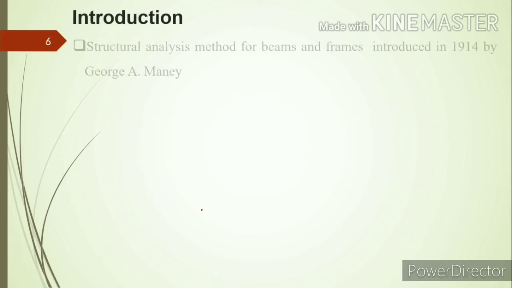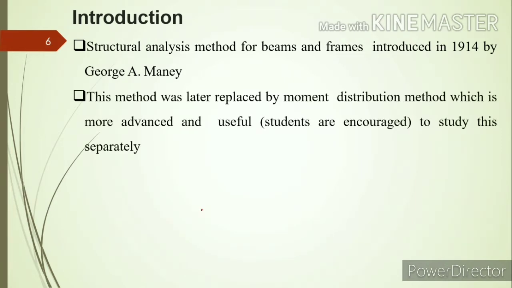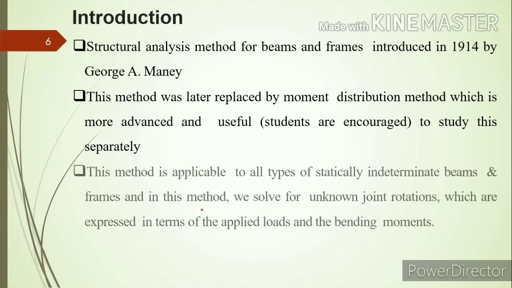The first, introduction. The slope deflection method is a structural analysis method, that is a displacement method of structural analysis, which is used to analyze indeterminate beams and frames, introduced in 1914 by George A. Maney. This method was later replaced by the moment distribution method, which is more advanced and useful to study separately. The moment distribution method is a modified form of the slope deflection method, which is also a displacement method.